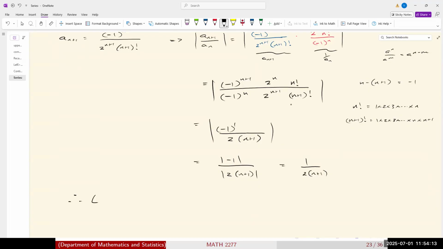Therefore, L, which is the limit of this term that I just worked out as n goes to infinity, is the limit as n goes to infinity of 1 over 2 into (n+1). As n goes to infinity, the denominator is going to infinity, so 1 over something going to infinity goes to 0. So this is equal to 0, which is strictly less than 1.